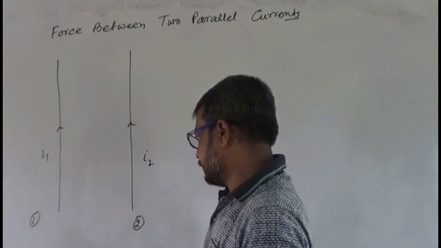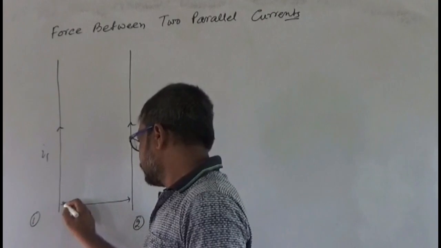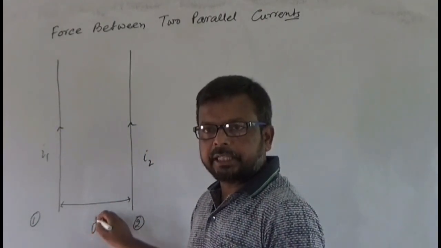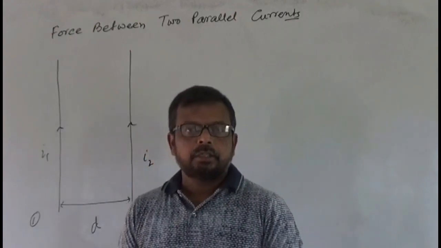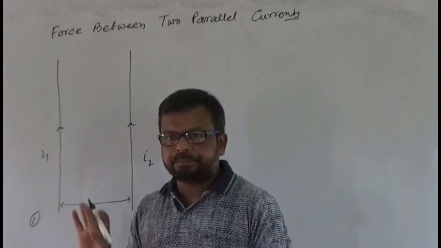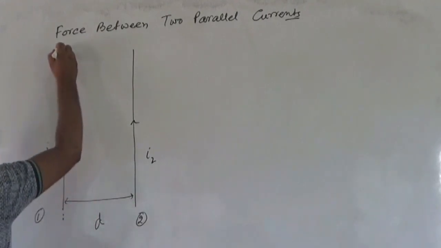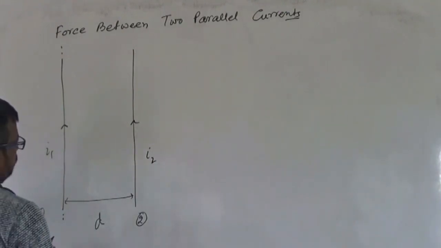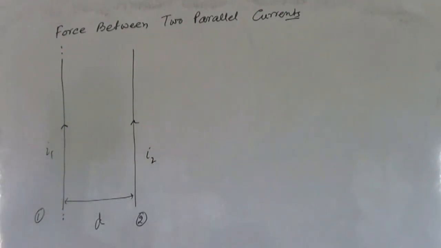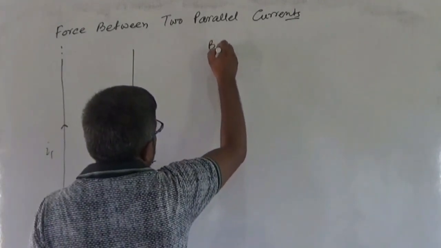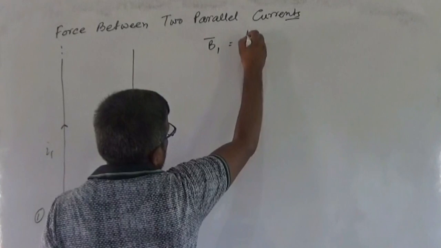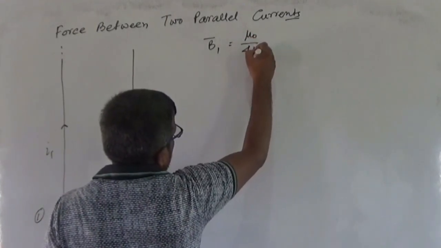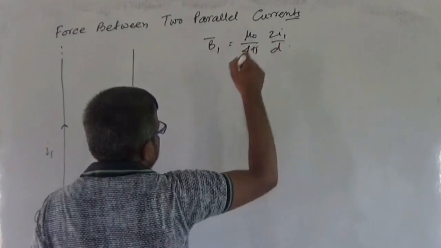And they are separated by a distance. Let us say the distance is D. D is the distance between the two conductors, and they are placed in vacuum. In conductor 1, I1 current is flowing. Therefore, the magnetic field due to this current carrying conductor at a distance D will be B1 is equal to mu naught by 4 pi into 2 I1 by D.